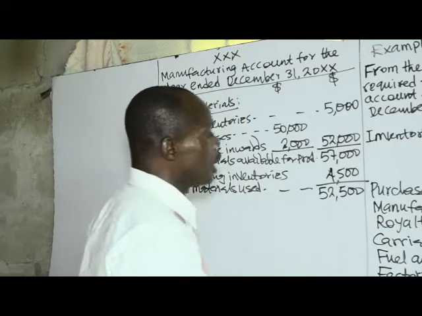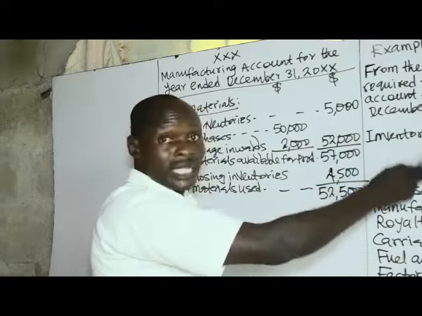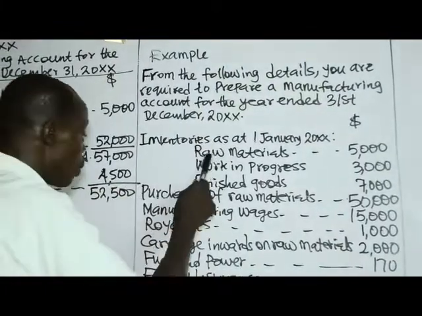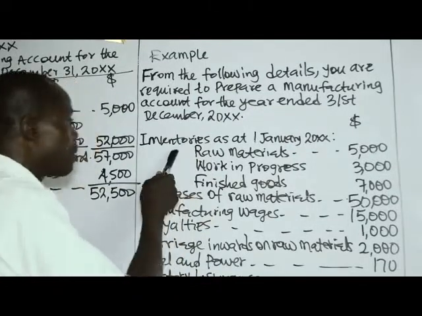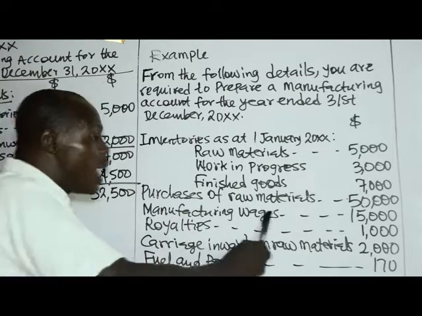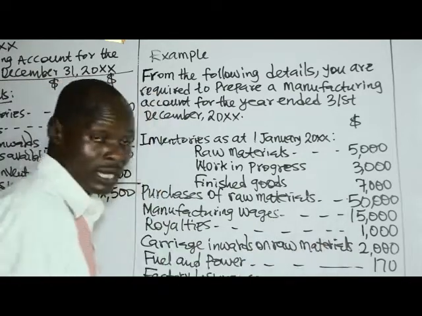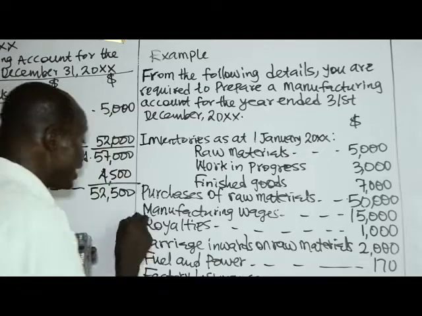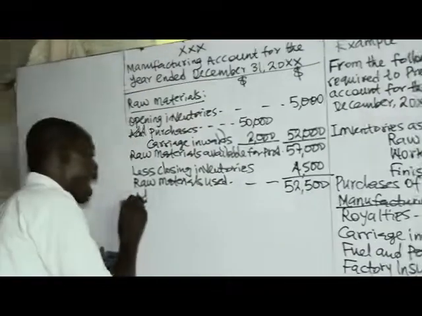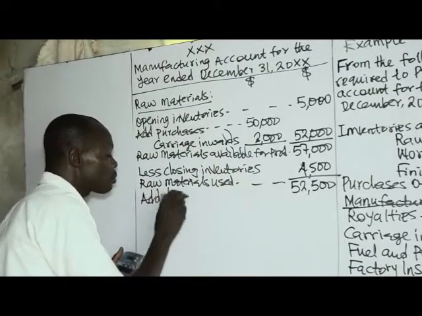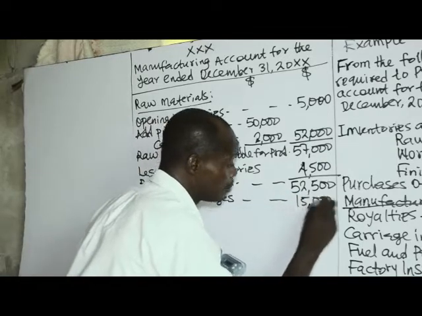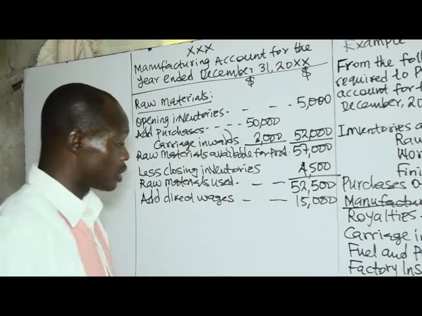And now back to the question. Look for direct wages in the question, and they might call it manufacturing wages or factory wages. Whichever one you have in the question is the same as your direct wages. So we have manufacturing wages of 15,000. This is our direct wages. We are going to add direct wages of $15,000.